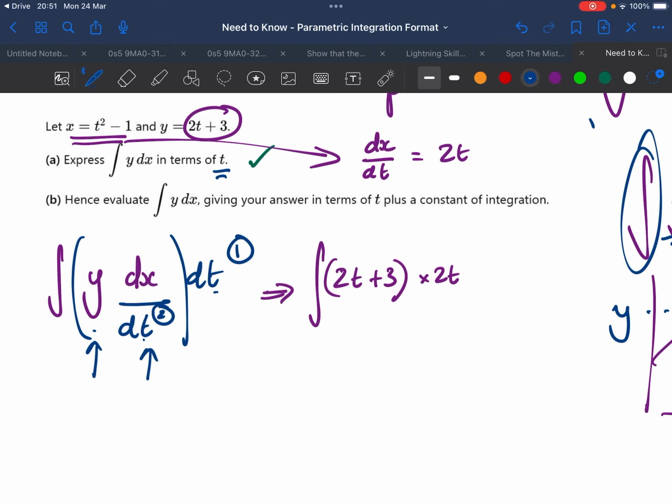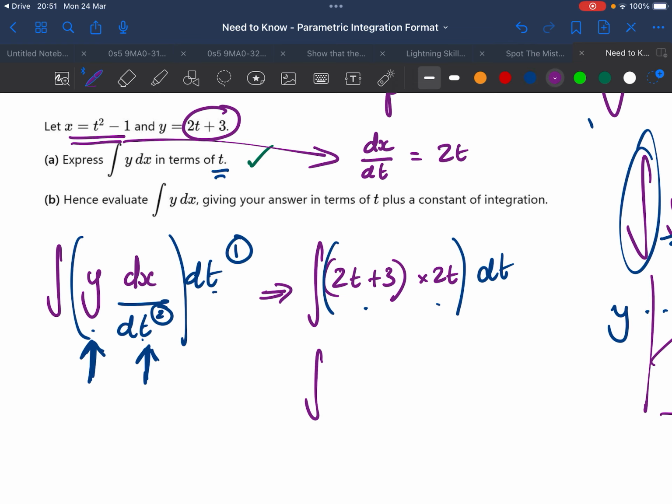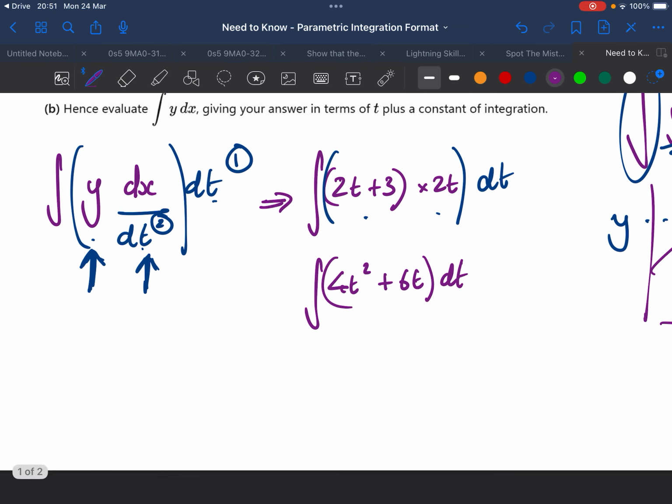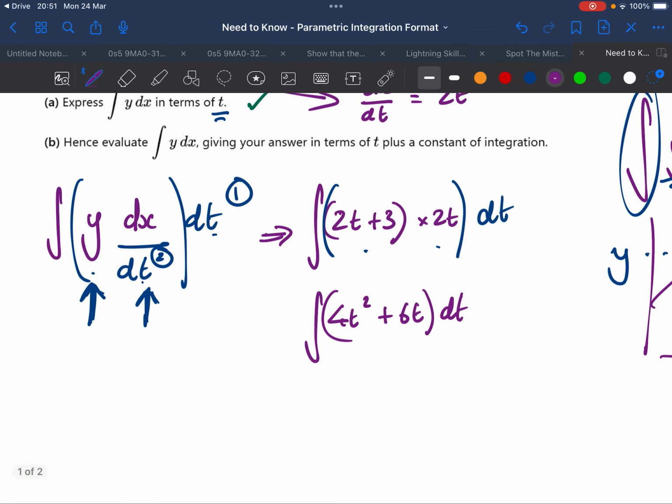So now I have part 1 and part 2 here and here. And I'm ready to integrate it with respect to t. I'm going to multiply things out, so that will be 4t squared plus 6t. And now we just integrate it. Everything so far is just about setting up, getting ready.